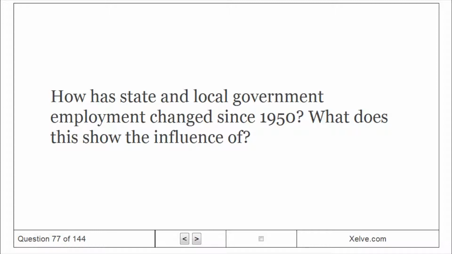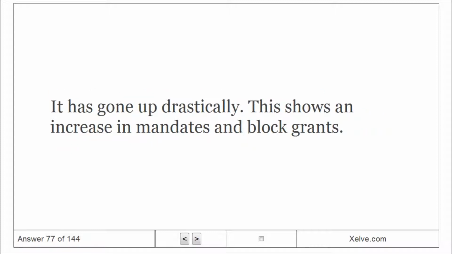How has state and local government employment changed since 1950? What does this show the influence of? It has gone up drastically. This shows an increase in mandates and block grants.